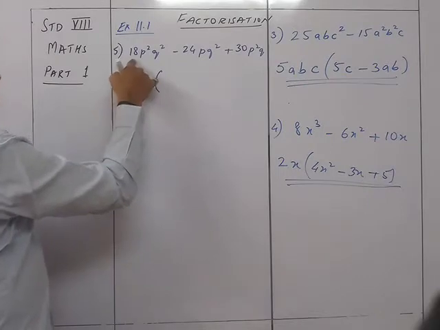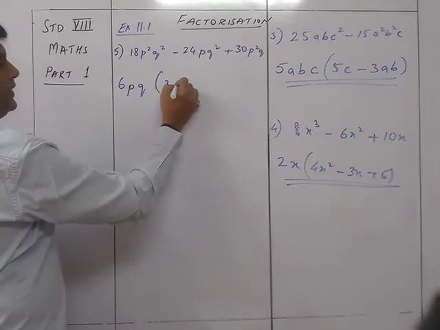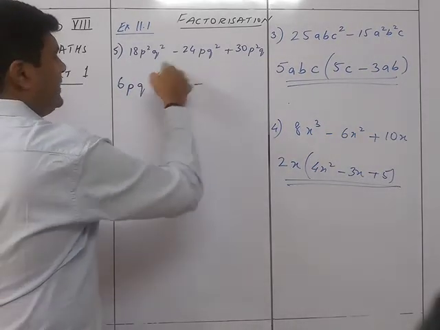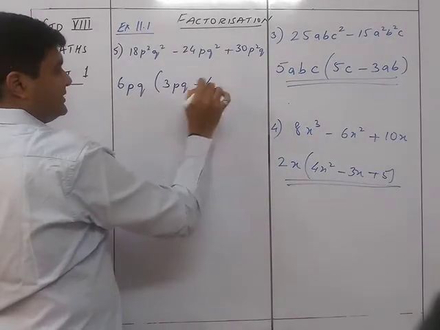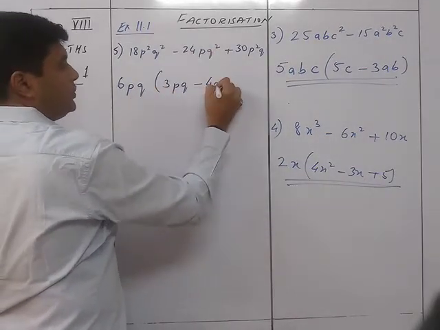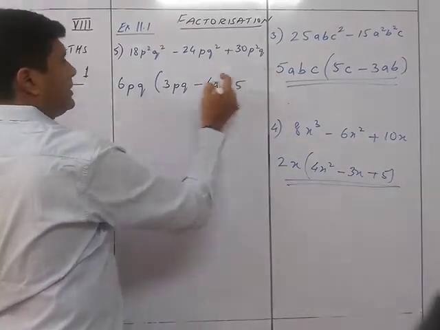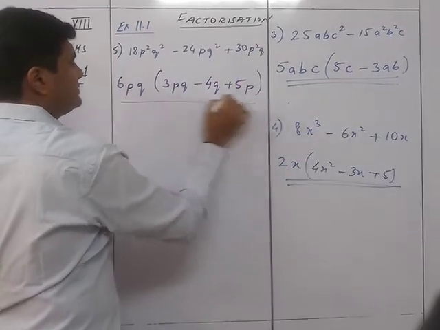What will remain here? 18 divided by 6 is 3. p square divided by p is p. q square divided by q is q. Minus 24 divided by 6 is 4. p divided by p is 1, so nothing remaining. q square upon q is q. 30 divided by 6 is 5. p square divided by p is p. q cancels. So this is the answer.